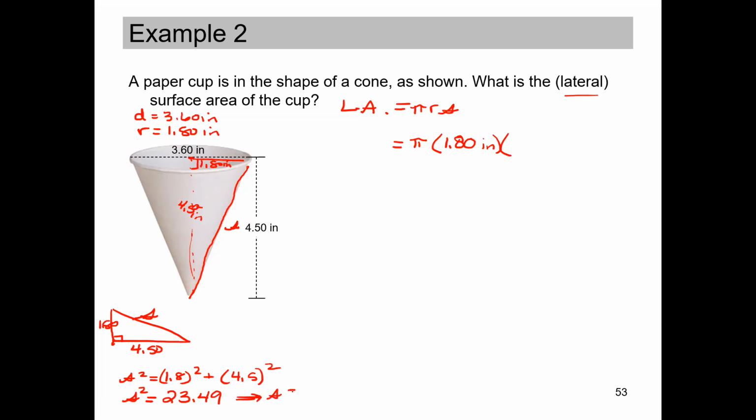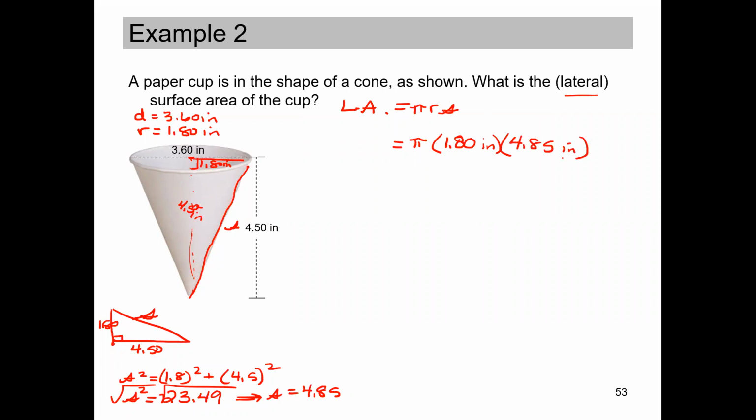S is equal to 4.85. Now there would be a positive and a negative when you actually take the square root, but because we're talking about a measurement, we're neglecting the negative one. So S is the 4.85, and that's going to be in inches as well.